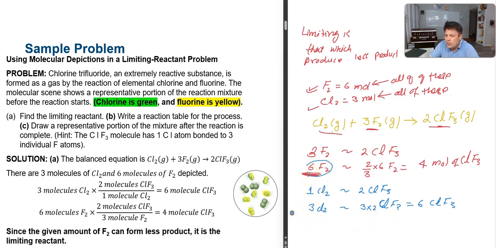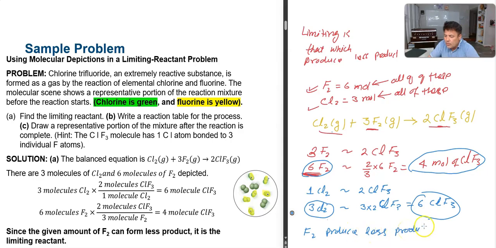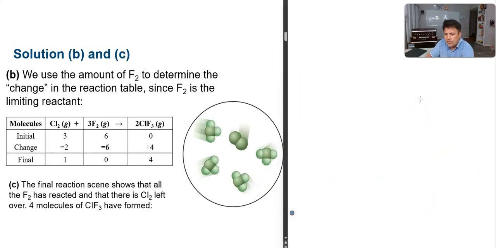So let me rewrite that again. 6 fluorine produce 4 mole of product. 3 chlorine will give you 6 mole of product. If all of chlorine is used, you will produce 6. Which produces less? That's why fluorine produces less product. So F2 is limiting. So this is the way of finding which is limiting. If fluorine is limiting, automatically chlorine will be excess. Okay, let's go further.